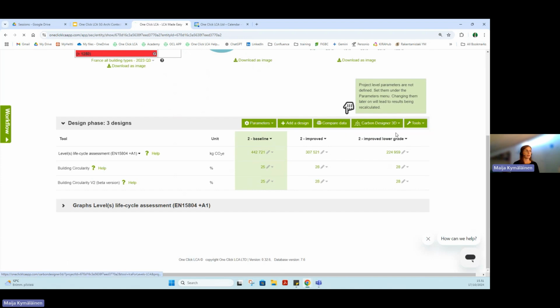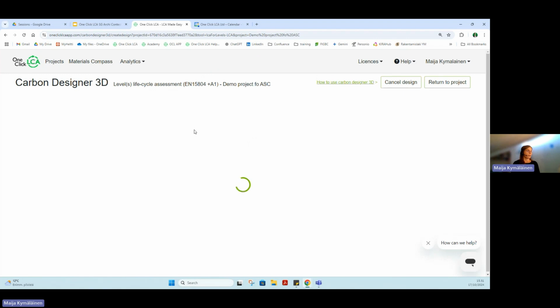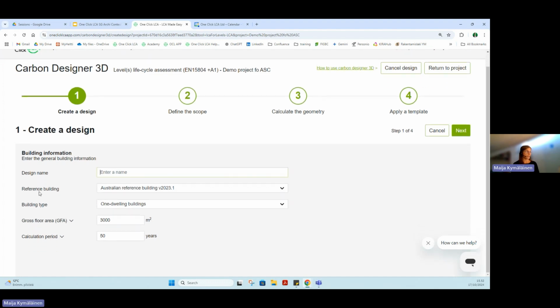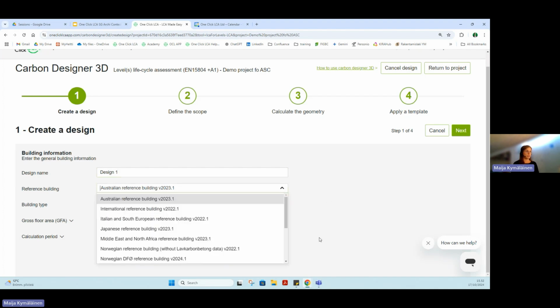So if we click here, Carbon Designer, and go to the tool, we can create a design. And here it gives us the first step of Carbon Designer. So the first step, of course, includes entering the name, and this can be our design 1. And here we have a reference building. It's like a model that it uses to create your actual design. So there are several different ones. If you choose the plus A2 aligned Carbon Designer, then you would only have the international reference building here. And this is because there is still data lacking from other areas that would be aligned with the standard plus A2. So here, if you want more options, you would need to choose the plus A1 aligned tool.